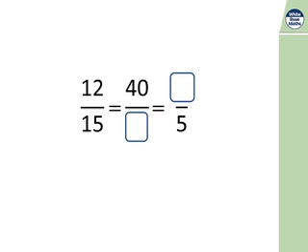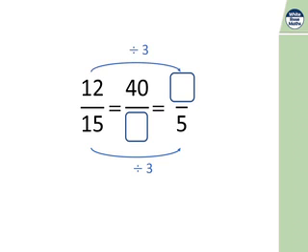We have 12/15. Now what have I multiplied 12 by to get to 40? It's certainly not a whole number, so that's going to be quite tricky. Let's look at our other fractions. I can see I have divided the denominator 15 by 3 to get 5. So to find this numerator, I must divide 12 by 3. So 12/15 is equivalent to 4/5.